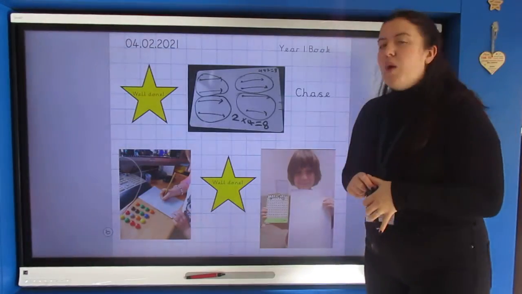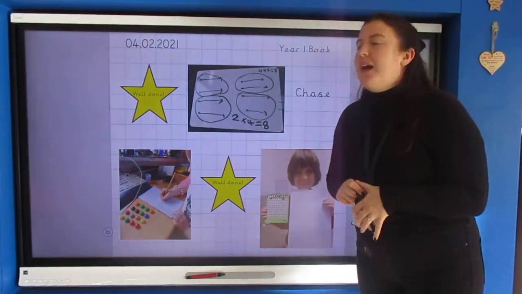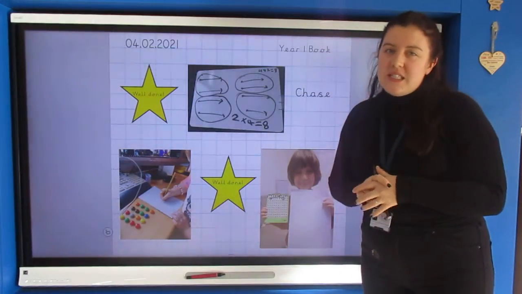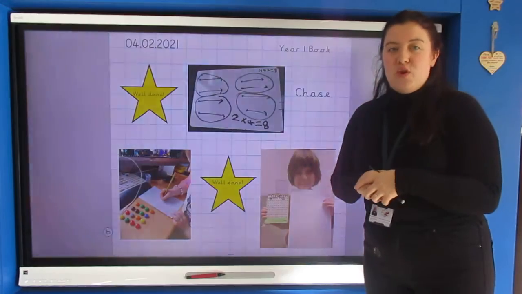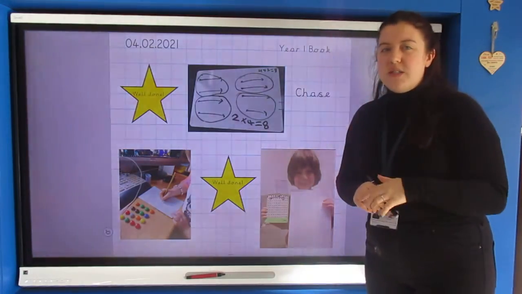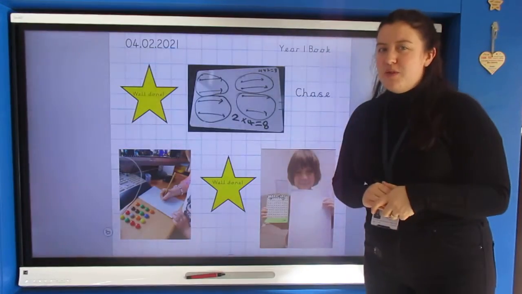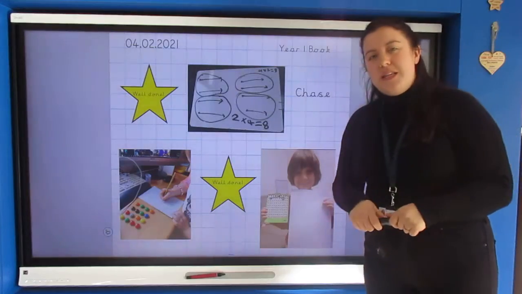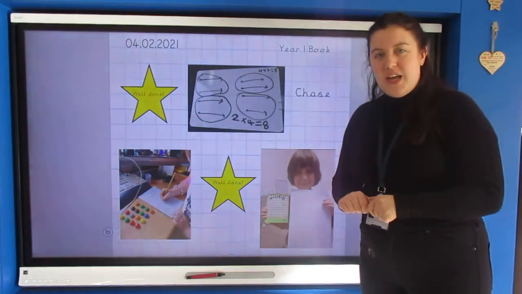If you've got the Year 1 booklet, and I would like to begin by saying well done to these 3 children. It was brilliant yesterday to see all of the emails coming through, and I've just chosen 3, but don't worry, if you can't see your work, you might be on my video tomorrow. And I'm going to say well done to Chase. He completed my challenge for the multiplication yesterday.